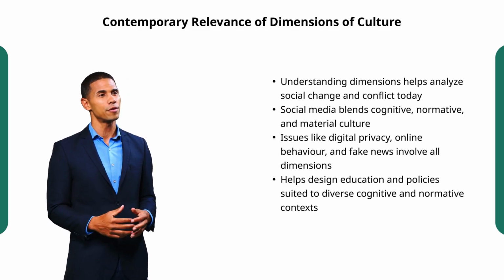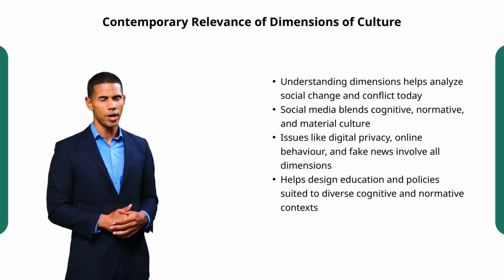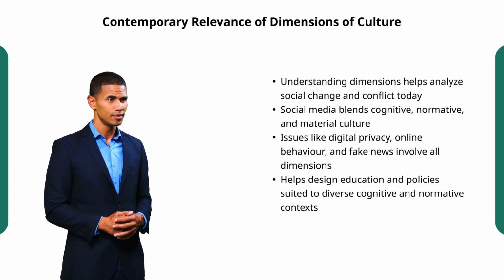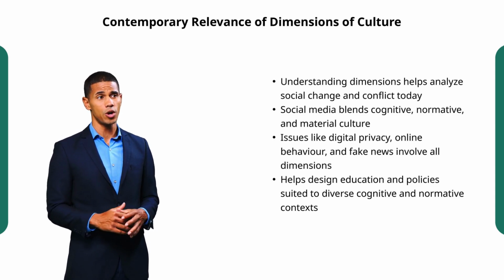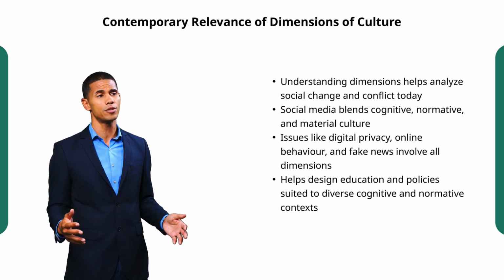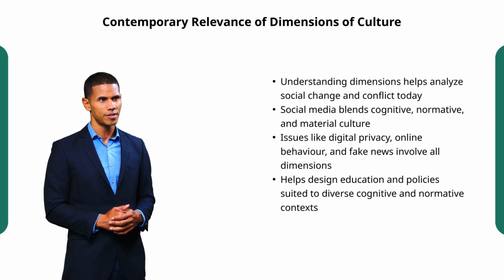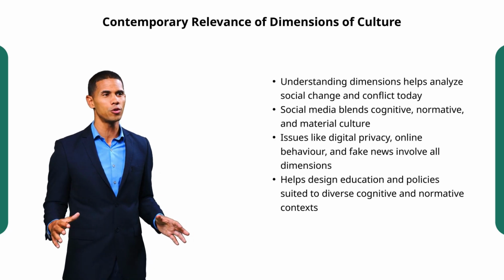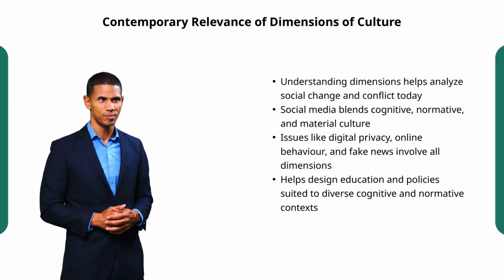Social media is a perfect example where cognition, processing information, norms, online etiquette, and material culture, apps, devices, interact. Think of issues like digital privacy or online bullying. These problems are not just technological, but involve understanding, behaviors, and social rules. When forming education programs or policies, recognizing cognitive diversity and cultural norms ensures they are relevant and effective. So, your sociological knowledge about culture dimensions equips you to interpret and engage with contemporary challenges thoughtfully.